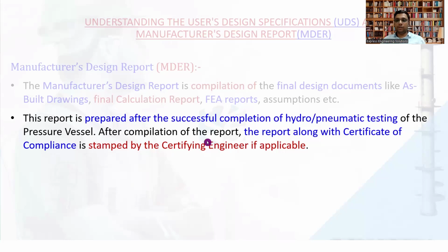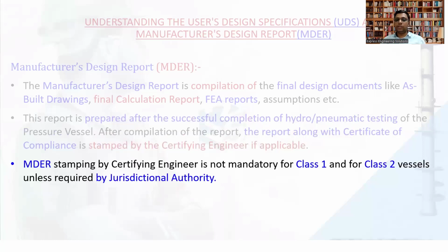After completion of this report, the report, along with the certificate of compliance, is stamped by the certifying engineer, if applicable. If there is any FEA requirement or any fatigue requirement where the requirement of a certifying engineer comes into the picture, then that certifying engineer is going to certify it. Otherwise, the design engineer will put a signature on the same, and it will be approved by the authorized inspector.